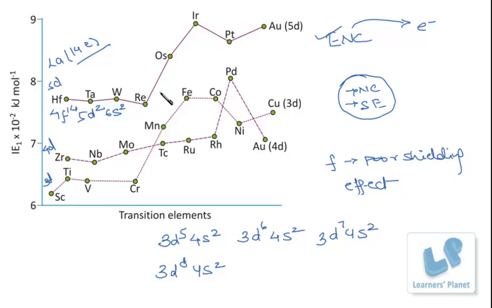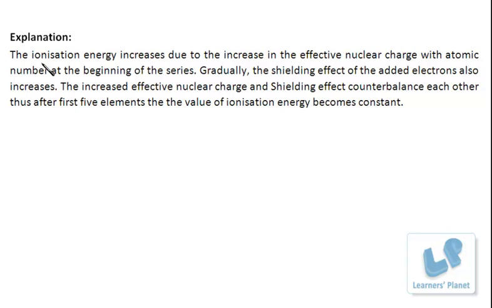Secondly, the question can be from copper also, that why the second ionization energy of copper and chromium is very high. Right? We'll be discussing a few more questions related to this, but here I am discussing the ionization energy only. See here what I have told you. The ionization energy increases due to increase in effective nuclear charge with atomic number at the beginning of the series.